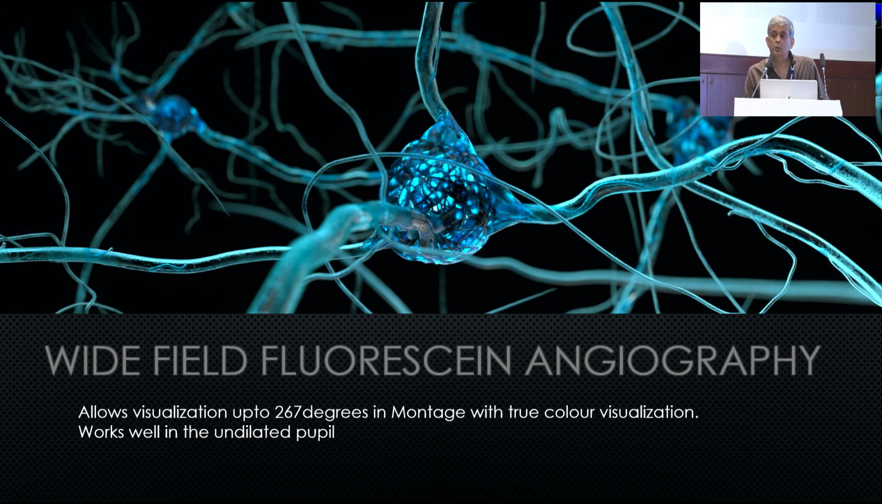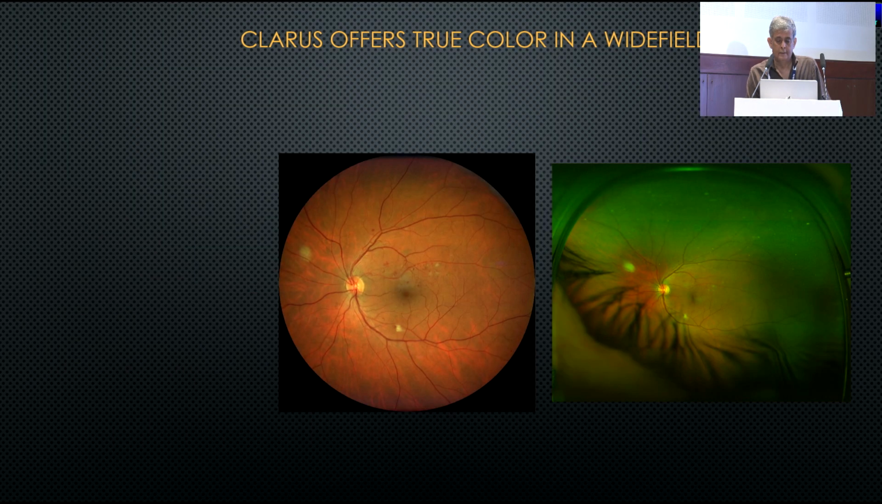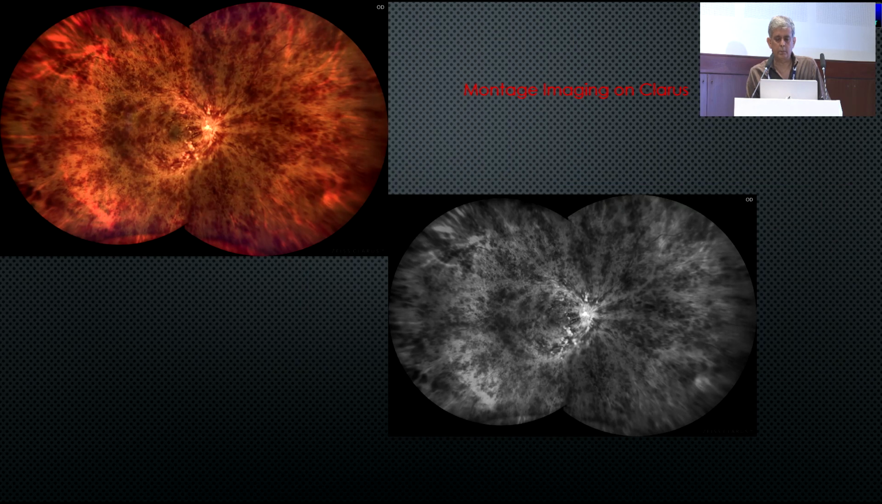We use a wide field fluorescein angiography primarily for diagnosis. It's not really something that we use regularly for follow-up because you have to inject the patient again and again. But in certain situations, you need to, and I'm going to come to those just now. This is just to show you an image of what the Clarus shows as a true color image.